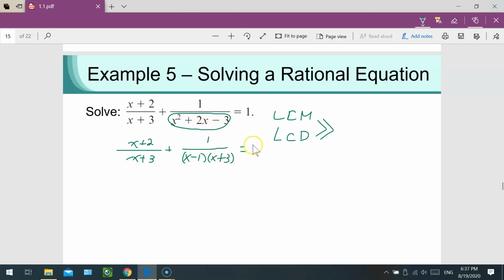Now put it equal to 1. Since once I factor here, I can see the first term I have x plus 3 on the bottom. Second term I have x minus 1 times x plus 3. So that means the least common denominator would include x plus 3. Right? For sure, this one needs to be kept there.